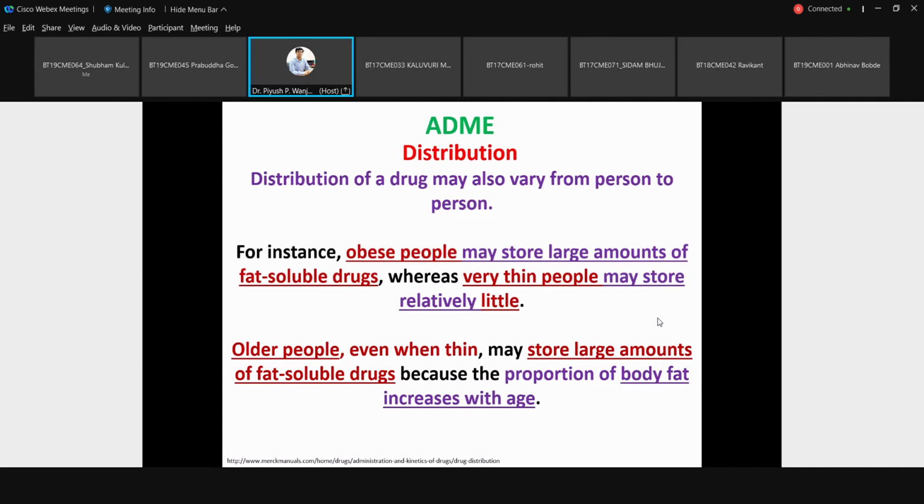In the same way, as I said, distribution can vary from person to person. Obese people are going to store a large amount of fat soluble drugs, so when some drugs are prescribed for obese people, they might be prescribed in some other way. Whereas very thin people might store very little. In the same way, older people, even if they are thin, can store a large amount of fat soluble drugs, as the proportion of body fat increases as they age.